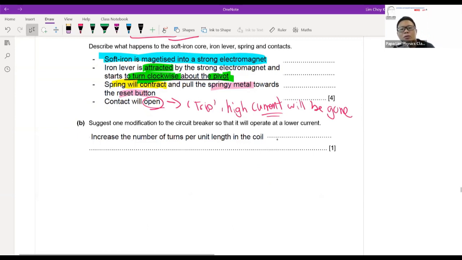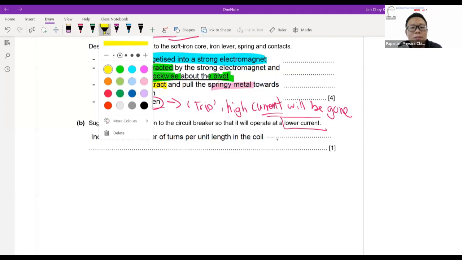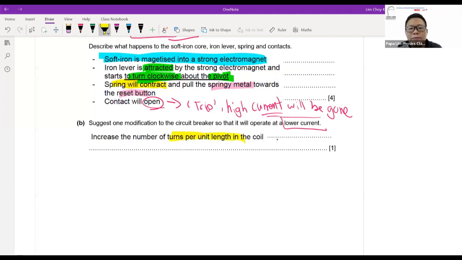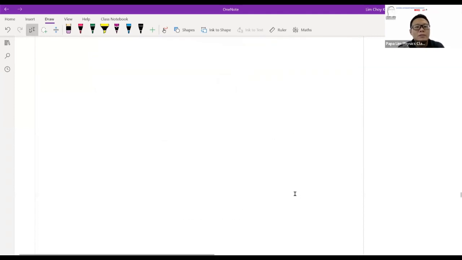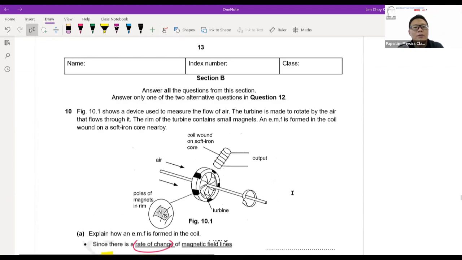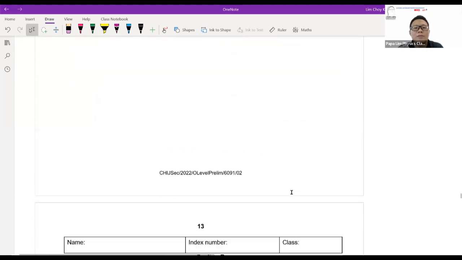So you can operate at a lower current, so it's more sensitive, so that it actually starts working at a lower current. One obvious modification is actually to increase the number of turns per unit length. Remember, don't write number of coils. The keywords that we are looking at is actually number of turns in the coil per unit length. Okay, number of turns per unit length in the coil. Now with this, this will be the end of section A.